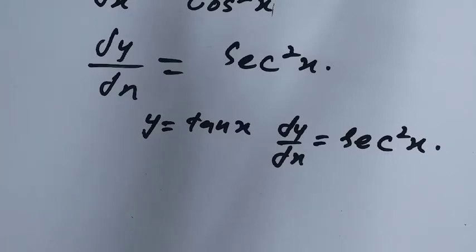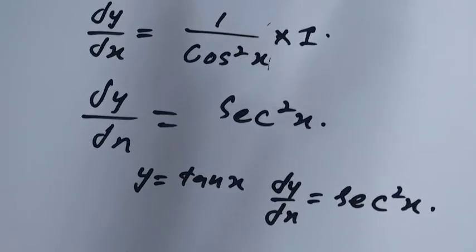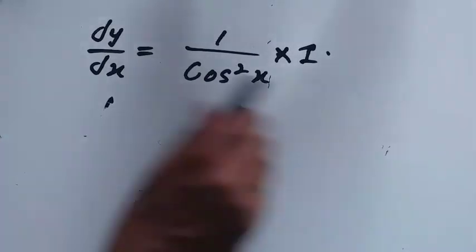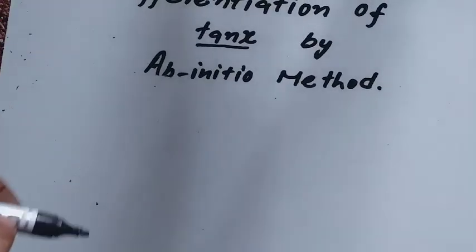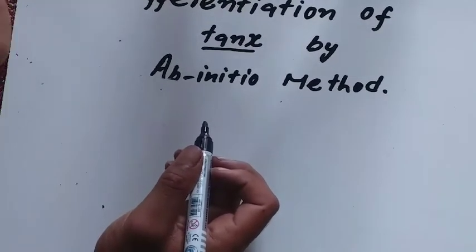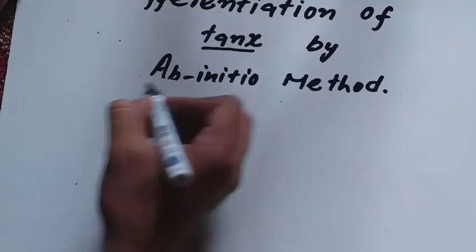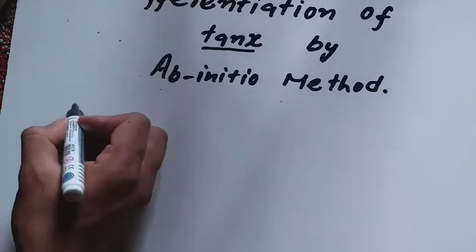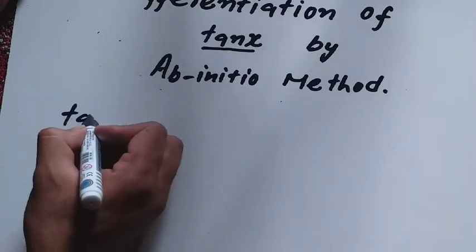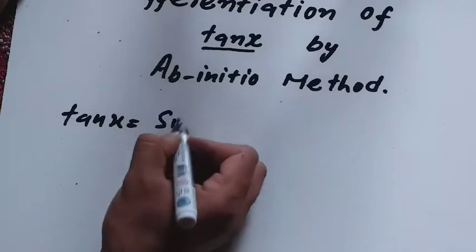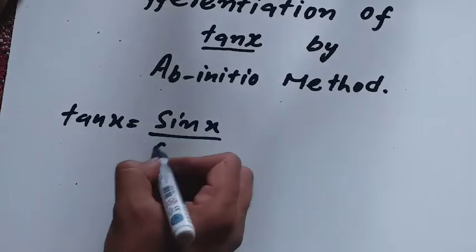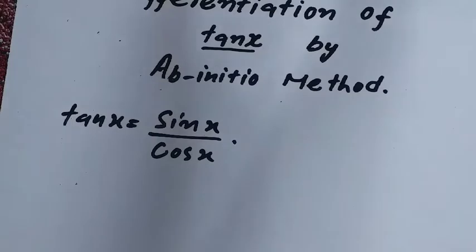We can also prove this by another method. I can give a hint of this other method. Now let me show this another method. You can also prove this by this method. As you know, our tan x is equal to sin x divided by cos x.